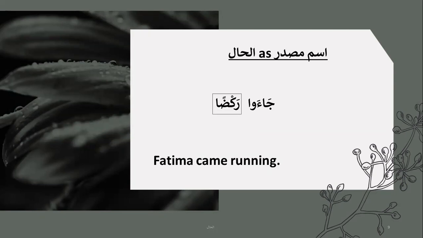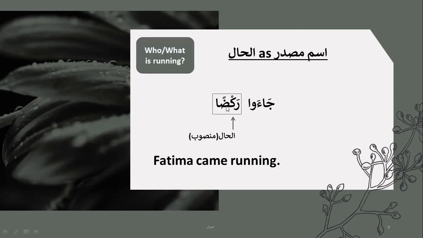You can see rakdan is actually a masdar. It's not fa'il. It's not maf'ul. It's not even sifa. It's the masdar of rakada. So this is your hal because it's nasab. And now who is it that was running? They. So this is the inside fa'il, they.